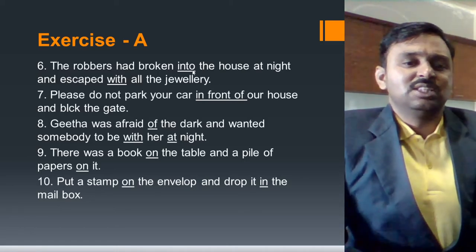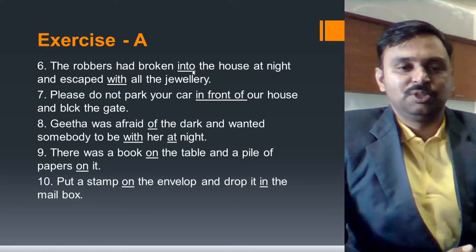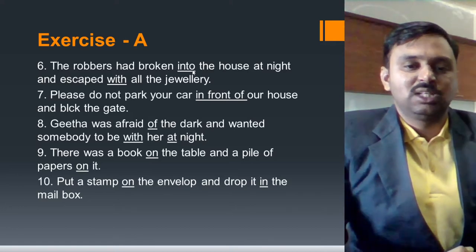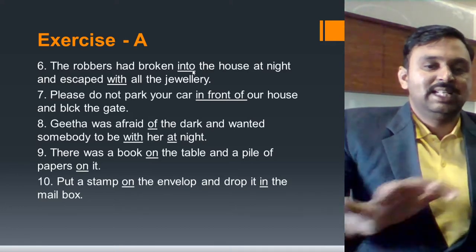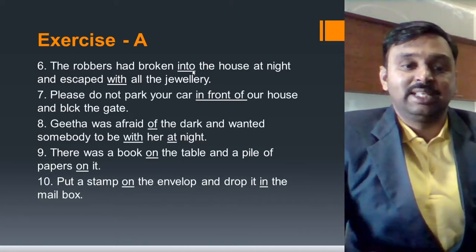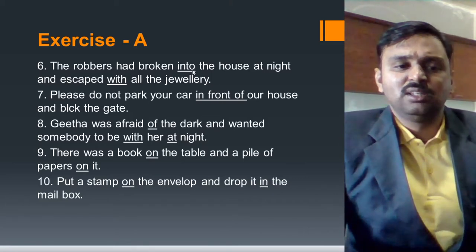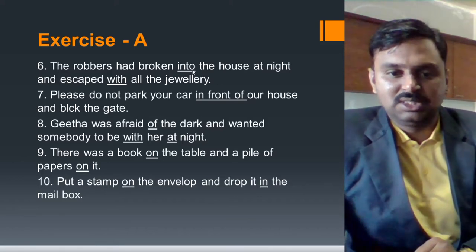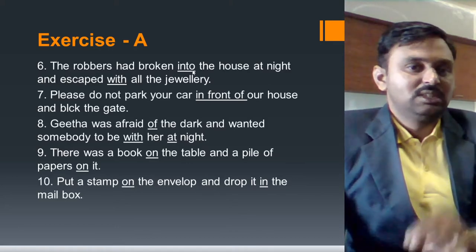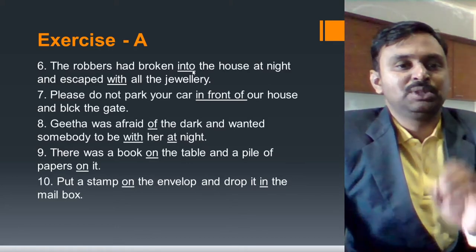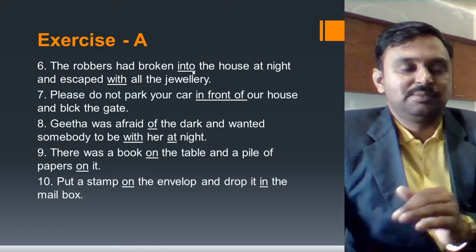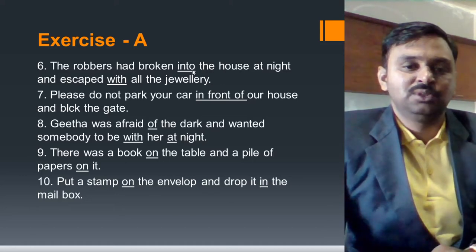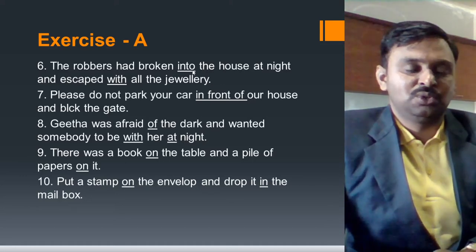And the robber has escaped with all the jewelry. Which will be the second answer for that. Let's go for number 7 example. Please do not park your car dash dash dash our house and block the gate. So what is the point here? Do not park your car. So there are 3 dots given. The children, when 3 dots are given, it means what? The 3 prepositions you have to use, or a preposition which has 3 words like complex preposition you have to use there. So the answer will be in front of. Correct. Very good.